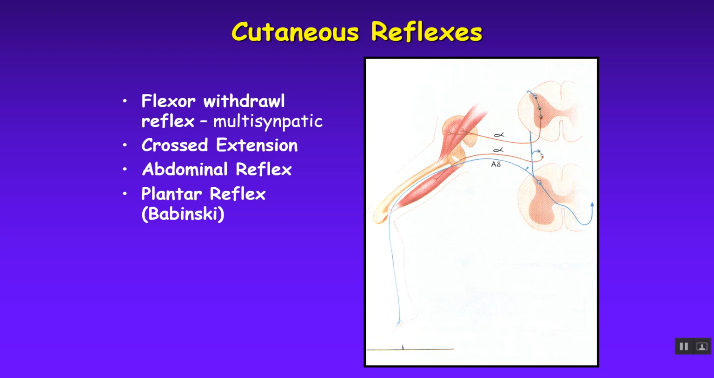We have these things called cutaneous reflexes. Cutaneous means surface of your skin, so on your skin. So when you touch the surface of your skin in a certain region of your body, or you poke a certain region of your body with a needle or a pin, it will create a reflex based on that. One of the things we have is called the flexor withdrawal reflex. This happens in the upper extremity. You touch your hand on a hot stove, you pull it away. That's a flexor withdrawal reflex right there.